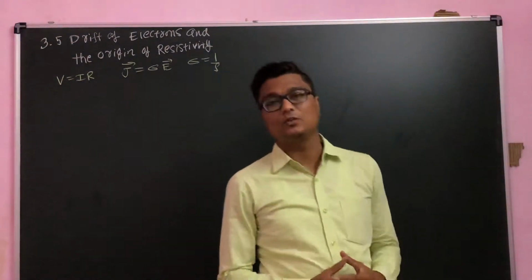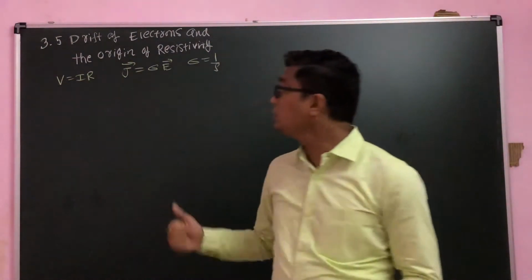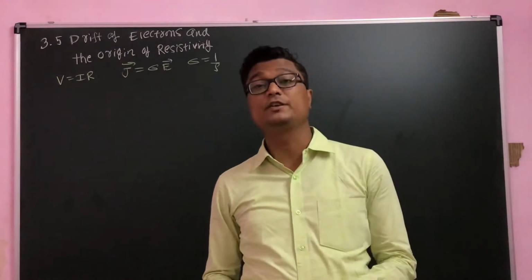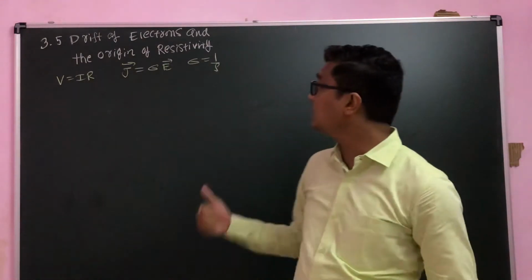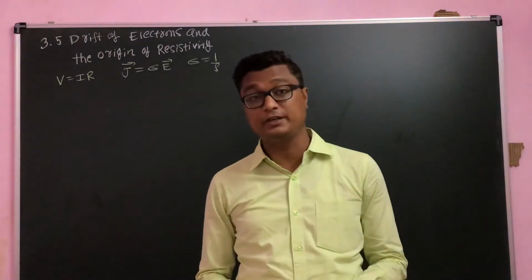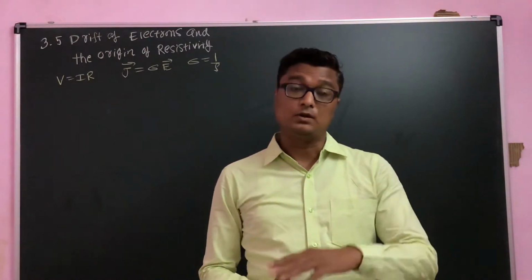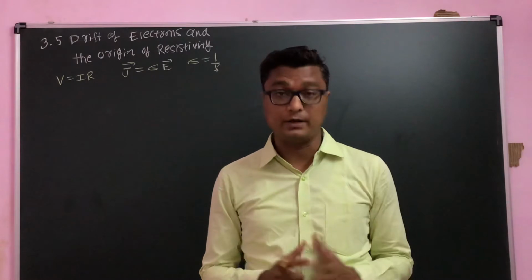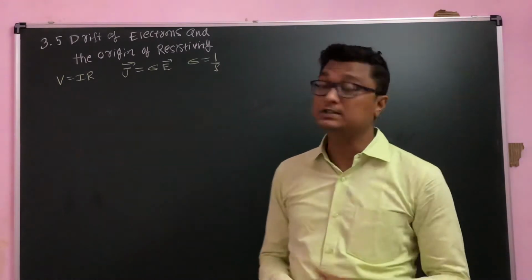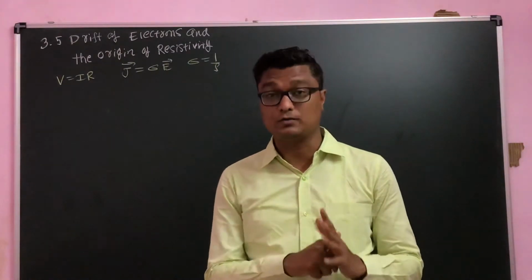Hello dear friends, so today we are going to discuss topic number 3.5, that is drift velocity and the origin of resistivity. These two things will be discussed in two separate videos. In the first video we are going to discuss the drift of electrons, right?